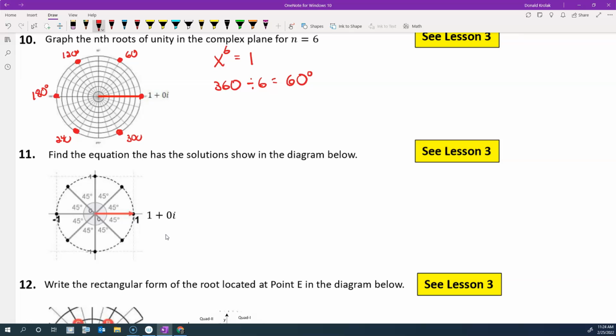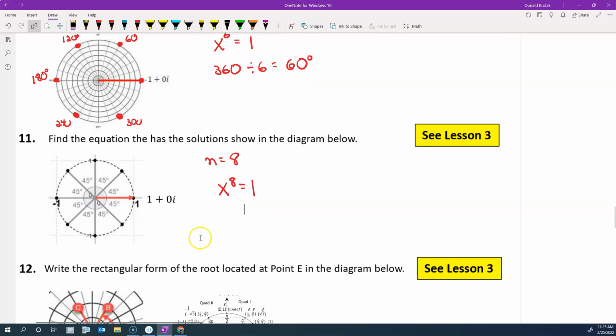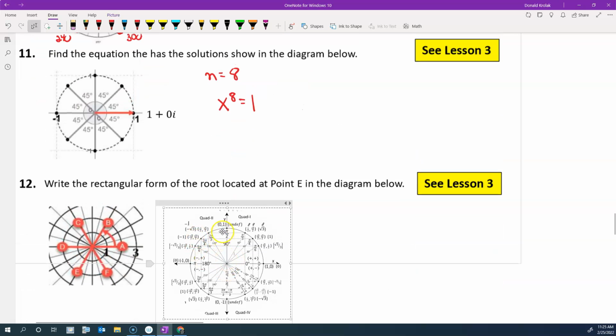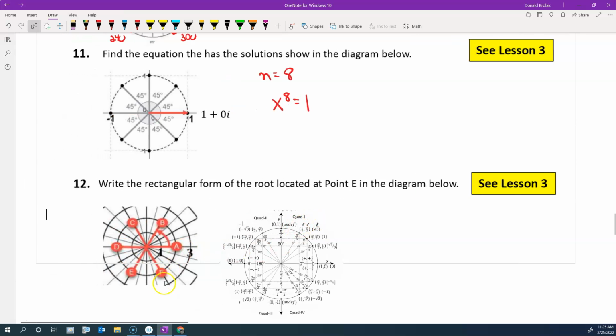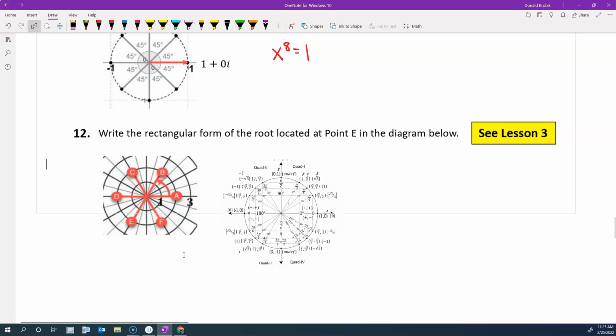So on this one, this again is the unit circle. This thing's got 8 roots, so n is equal to 8. So x to the 8 equals 1. All right, now, when you're doing this next one here, this is your 6 roots, so it corresponds to the angles on your unit circle here.